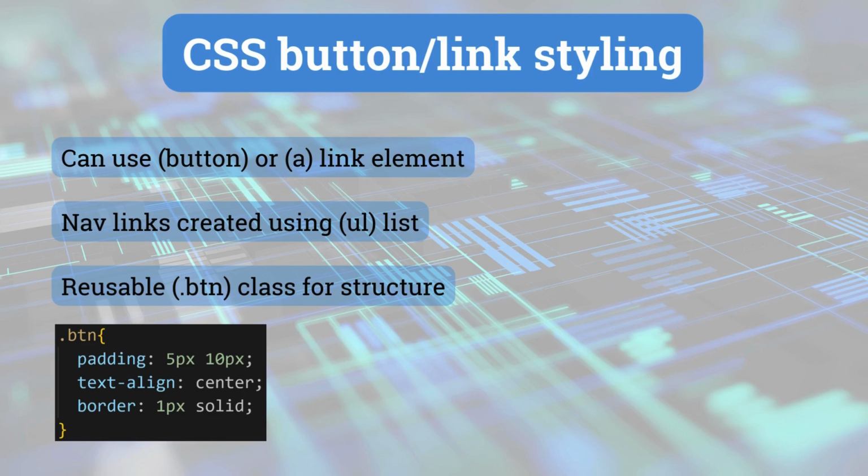We're going to use reusable classes for this. One reusable class is going to be the .btn class, which just means button, short for button. This will be reusable because all the buttons will use this. This will be the structure of all the buttons. We can see in the button class .btn, we have the padding top, bottom, left and right set to 5 pixels and 10 pixels. So there's a bit of space around the text inside the button. We have the text align set to center, so the text appears in the middle of the button. And we have a border around the edge of the button.